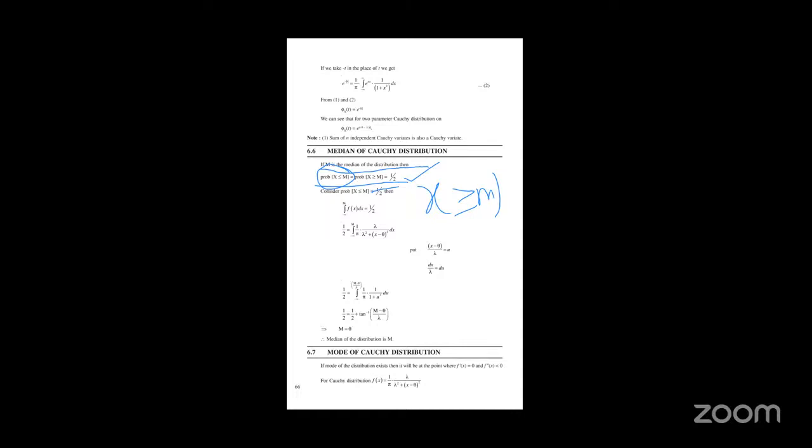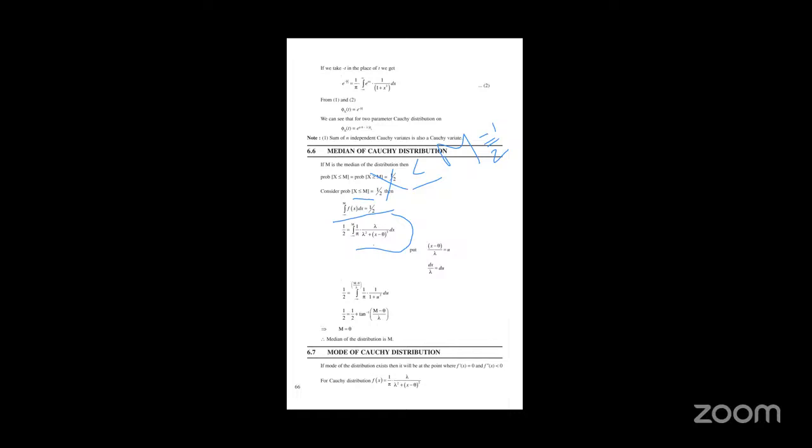So considering the first part, X less than or equal to M equals 1 by 2, we'll see. So these are the formulas. The integration has minus infinity as the lower boundary and M as the upper boundary, of f of x dx. We know f of x: 1 by pi into lambda by lambda squared plus x minus theta squared, dx, integrated from minus infinity to M.